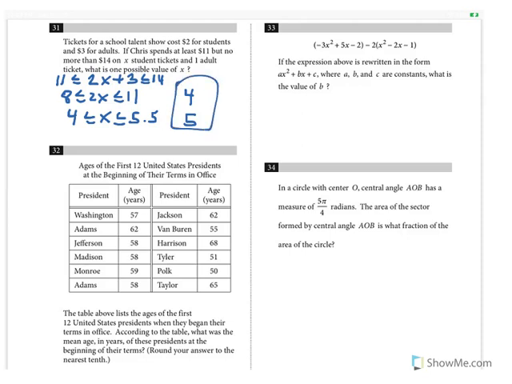The table above lists the ages of the first 12 United States presidents when they began their terms in office. According to the table, what was the mean age in years of these presidents at the beginning of their terms? All right, so solving for the mean, we're just going to add all those ages and divide by 12. That is 703 divided by 12, so we're saying approximately 58.6.